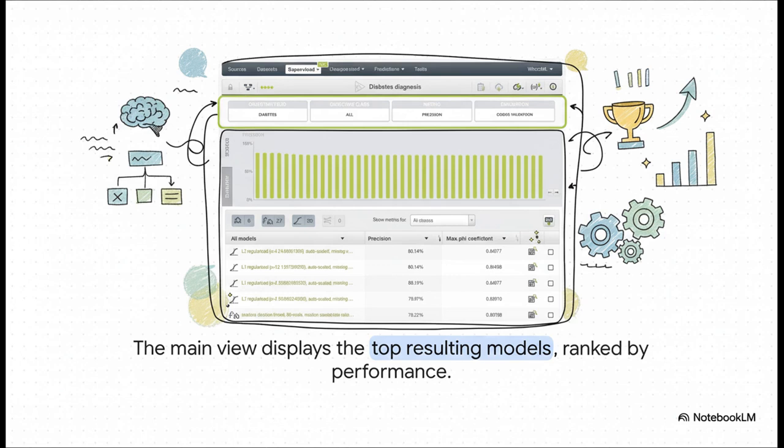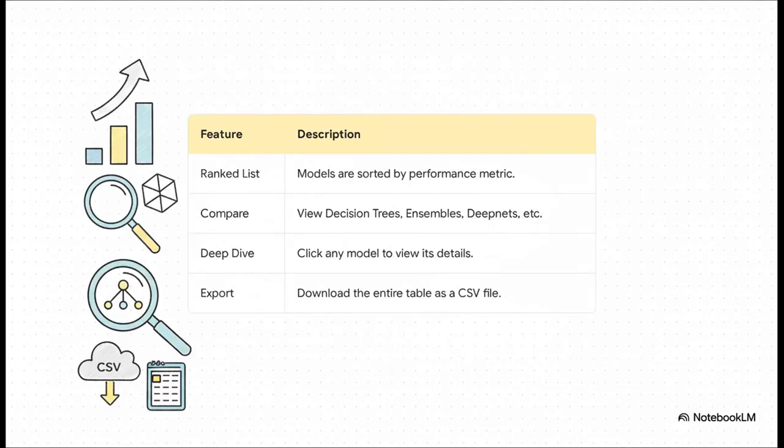And then the grand finale. You get this clean, beautiful dashboard. This is your command center. No more messy spreadsheets or notebooks. Just a clear, ranked list of the top-performing models ready for you to explore. In this results view, everything is right at your fingertips. The models are ranked by the performance metric you care about. You can compare completely different algorithms side by side. You can click on any model to deep dive into its specifics and even export the entire leaderboard to a CSV for your reports.